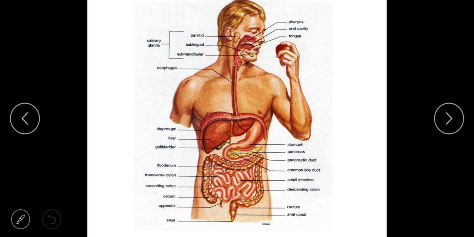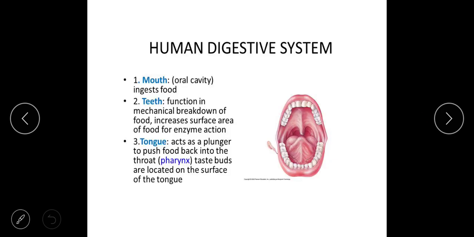These are the parts of our large intestine. In the last instance, I already mentioned that the absorption of the water occurs. The rectum is the part of the large intestine where the waste is stored, and through the anus it is expelled out. Now, again, the human digestive system.